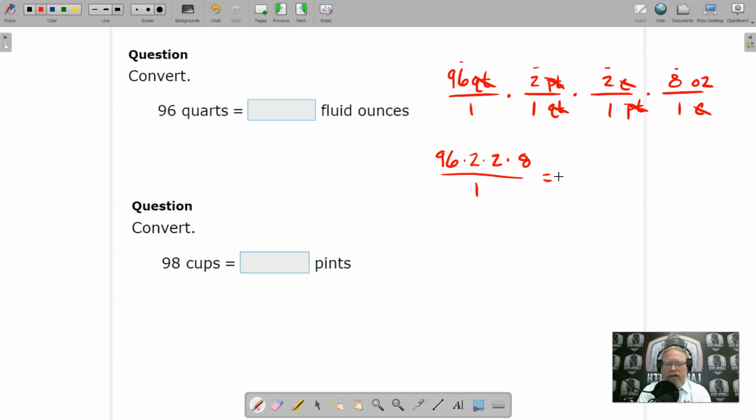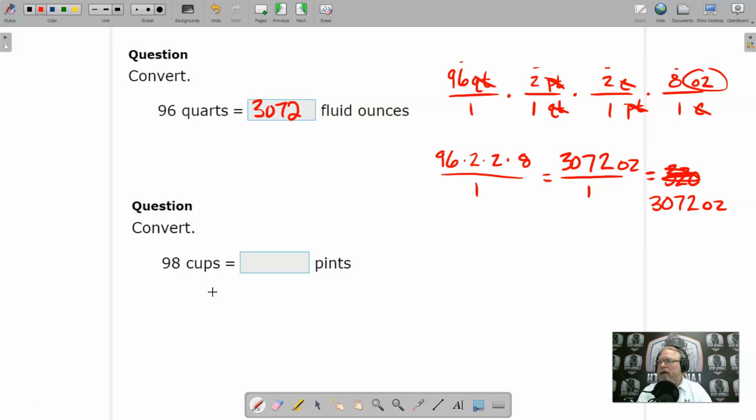So now 96 times 2 times 2 times 8 is going to give me a product of 3,072 over 1. 3,072 what? Well, I still have ounces there, which is good because I'm trying to find ounces, correct? And then any number over 1 is equal to itself, so 3,072 ounces.